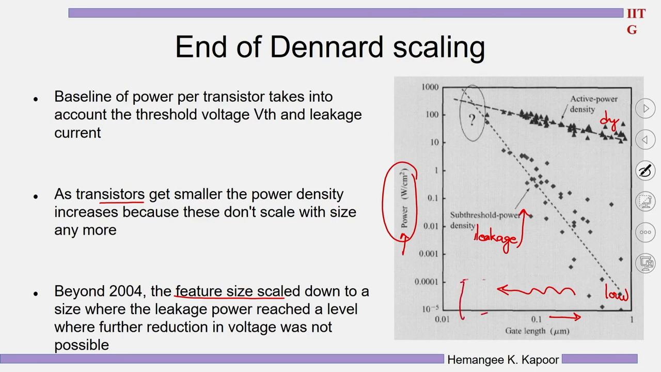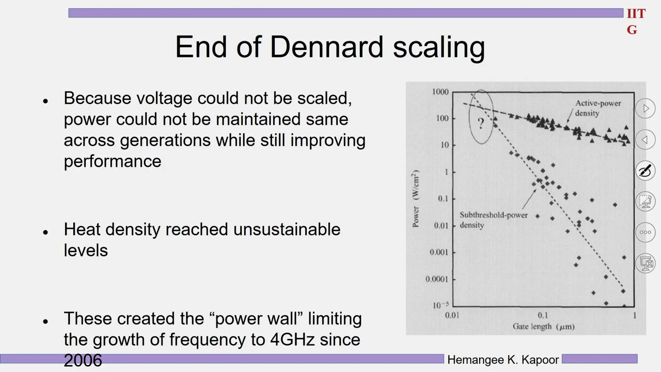So if I draw a window here, beyond this I could not reduce the feature size because the leakage current became unmanageable. Because the voltage could not be scaled, the power could not be maintained constant. I could not shrink the transistors further, the leakage power was more, and hence the power density kept on increasing. So the power could not be maintained the same to keep the same performance.